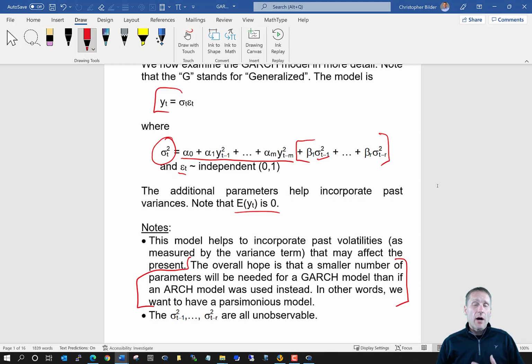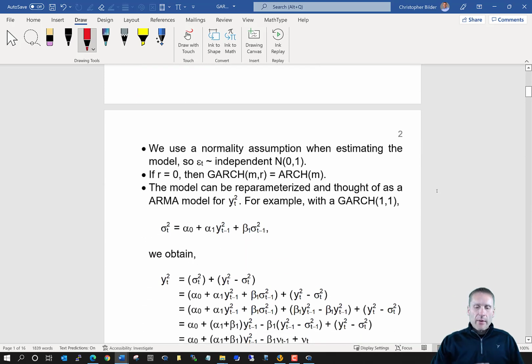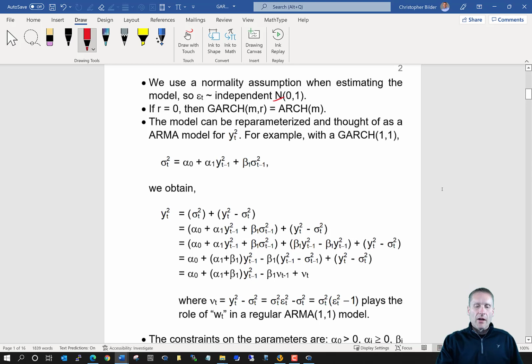Again, we've talked about model parsimony in the past. We want to use the smallest number of parameters possible, but still get a good model overall. And so this is the reason behind incorporating these past variances in this model. When we actually estimate the model, we'll assume normality with the epsilons. Of course, if r is equal to 0, then we have just an ARCH model.